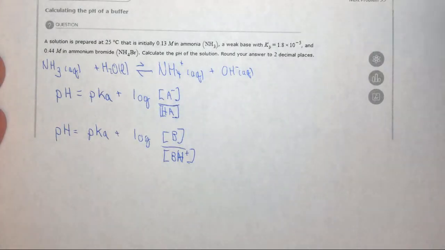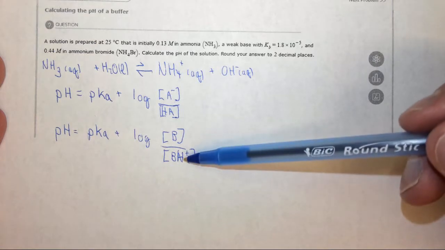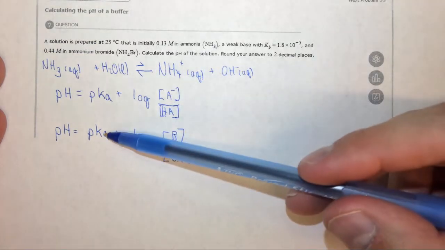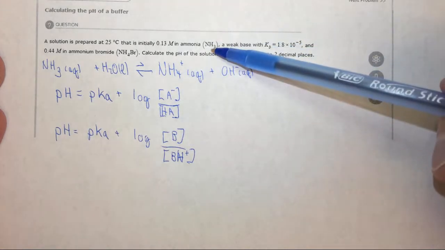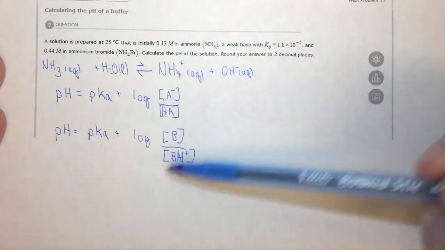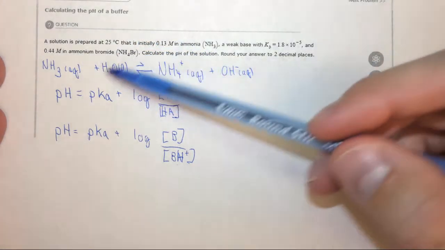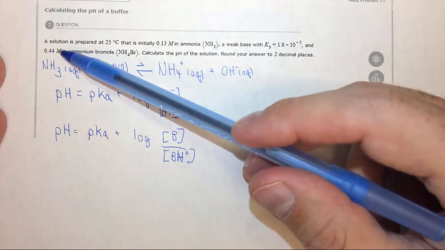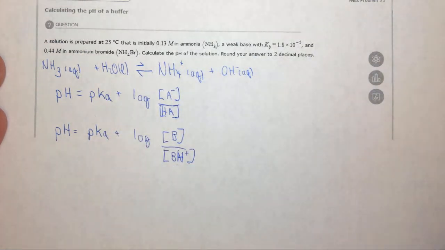So now we have this expression written for a base. The problem is we don't know the pKa of this base. We know the concentration of B, that's 0.13 molar. We know the concentration of BH plus, because NH4Br is a source of NH4 plus, that's 0.44 molar. We could just plug those in, but what we don't know is the pKa, so we can't just plug that in. So how are we going to find that?